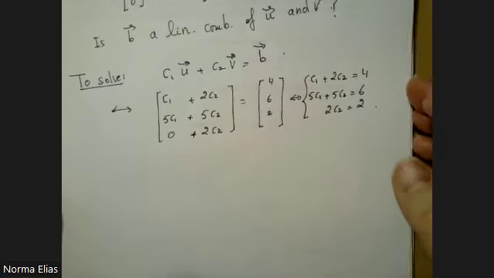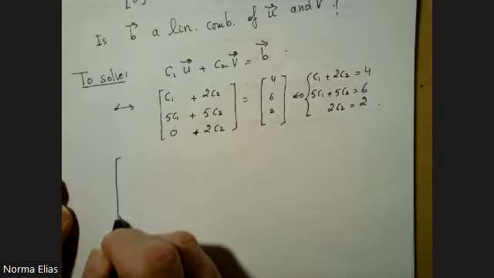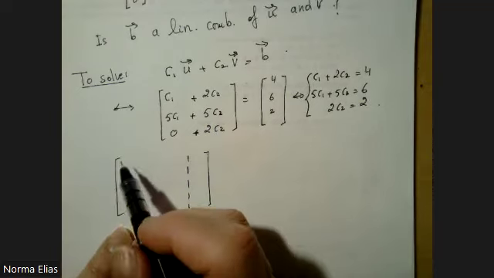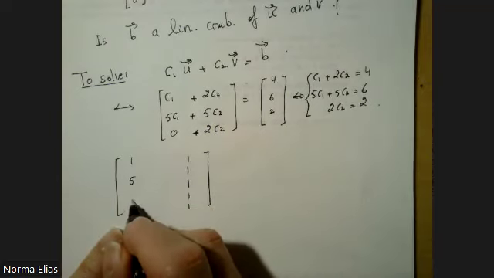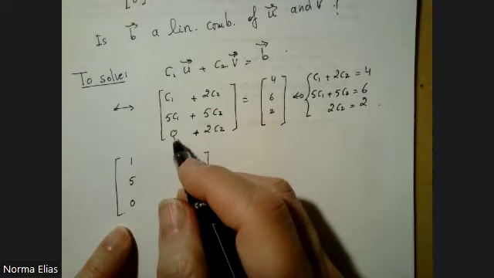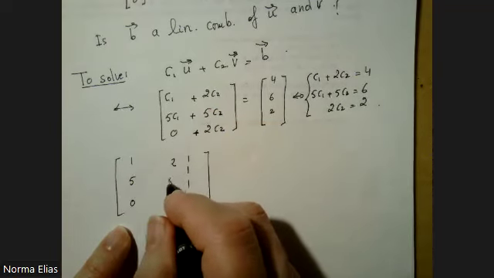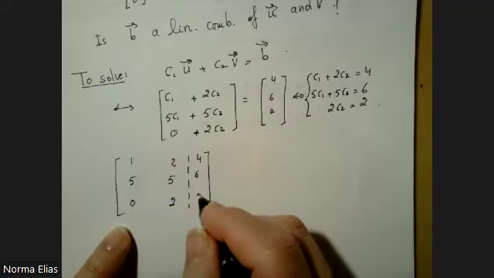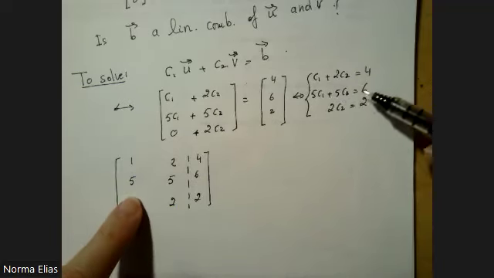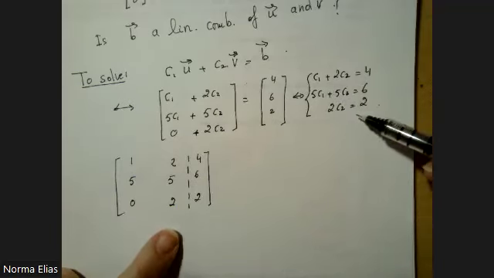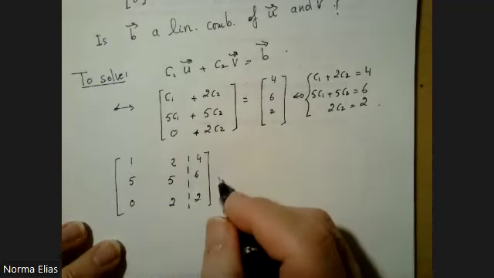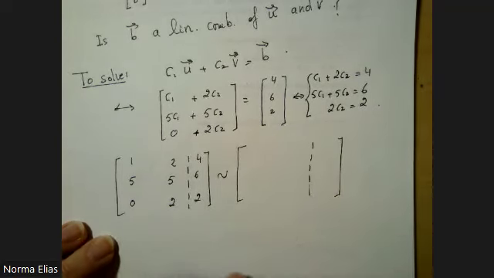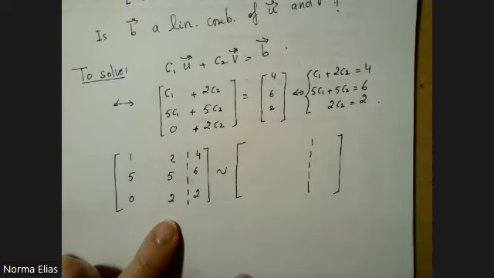Now we can basically stare at it and solve it, but still I want to go back to the augmented matrix. The first column has to be 1, 5, 0, because this is where the coefficients of C1 are coming from. The second column is V, 2, 5, 2. And the last column is B. So let's make sure C1 plus 2C2 is 4, 5C1 plus 5C2 equals 6, and this is equal to 2. And let us solve the system. That's a system of 3 equations with 2 unknowns.